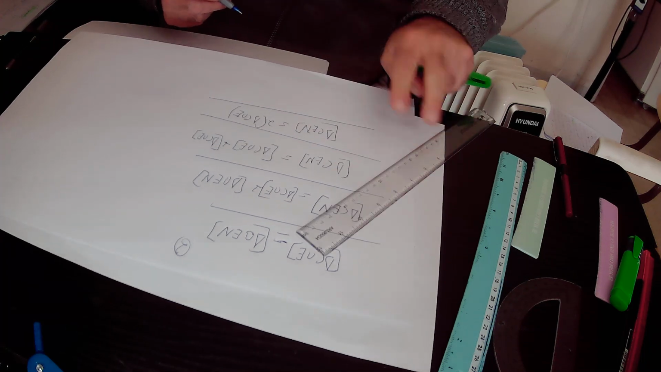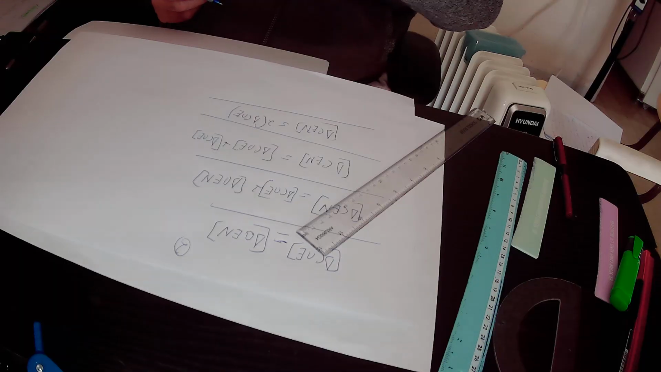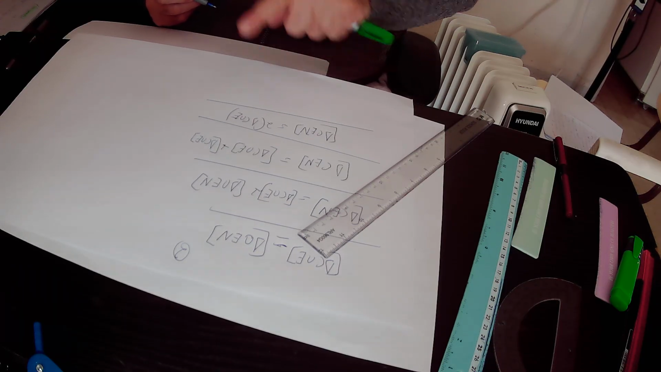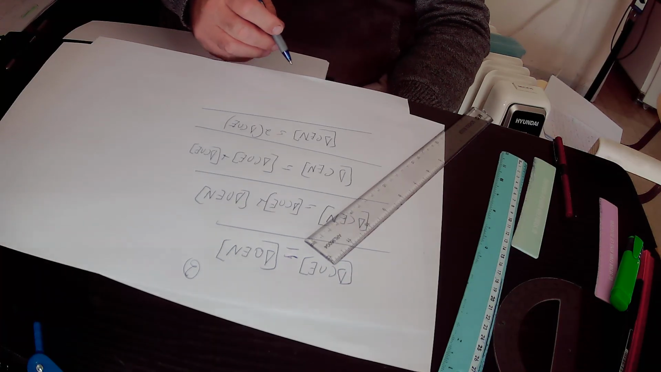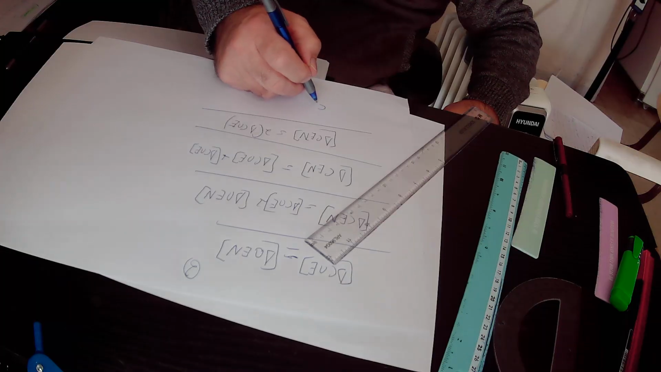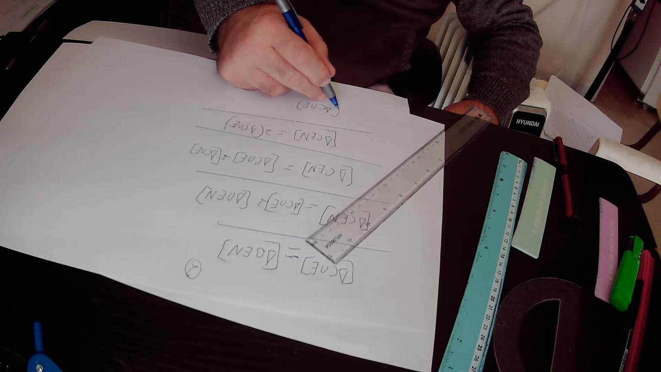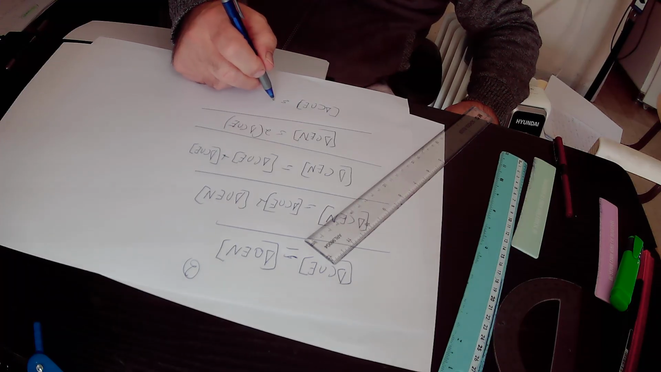So the area of the big triangle CEN is twice as large as the area of the green triangle COE. Here we divide this equation by 2 and we get that the area of the green triangle COE is half of the area of the big triangle CEN.